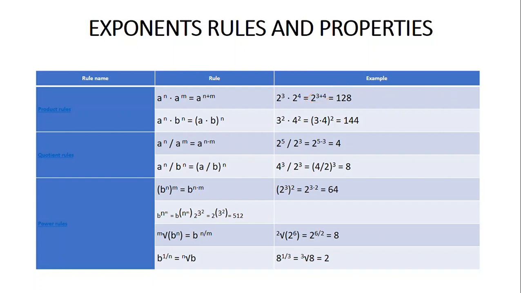2 to the seventh power is 2 times 2 times 2 times 2 times 2 times 2 times 2, and if you multiply these numbers, the answer is going to be 128. Case number 2, we have a multiplication, and now the bases are not equal.